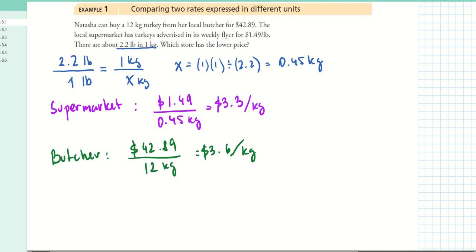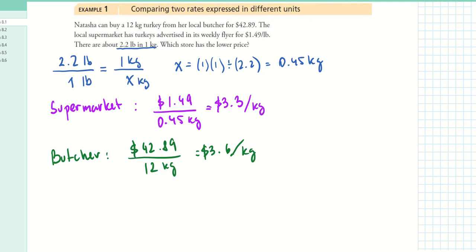You can compare dollars per pound to dollars per pound, right? So this is one way that you can solve this question. And as you can see here, the butcher is slightly more expensive. It's $3.6 compared to $3.3 per kilogram at the supermarket. So perhaps it's fresher, maybe it's better quality, maybe it's organic, I don't know. So anyway, the butcher's slightly more expensive.